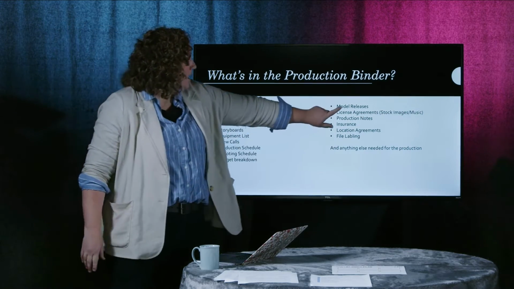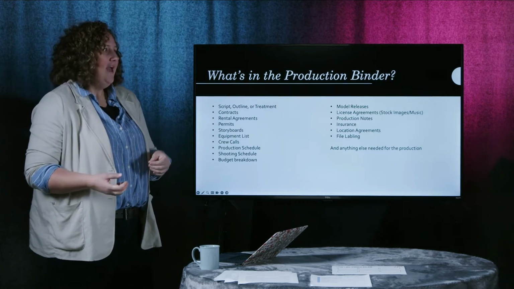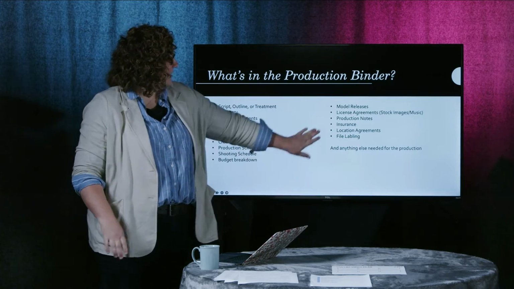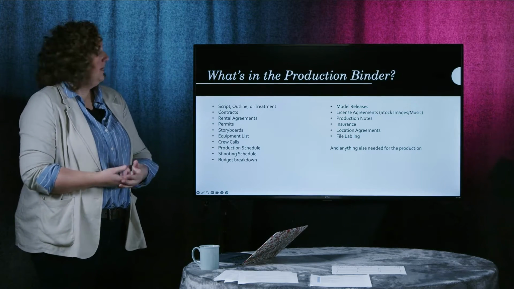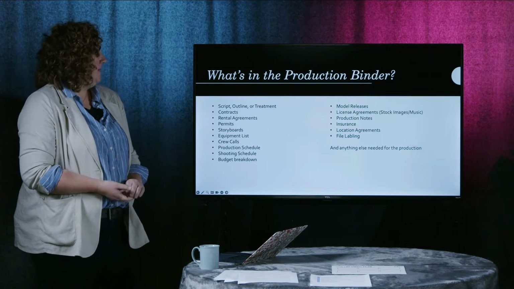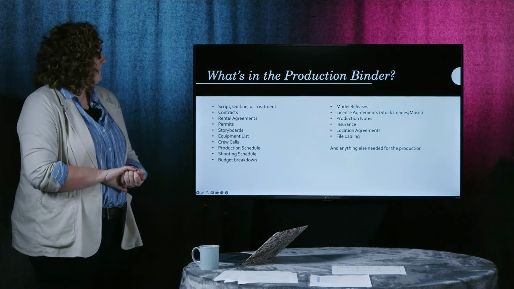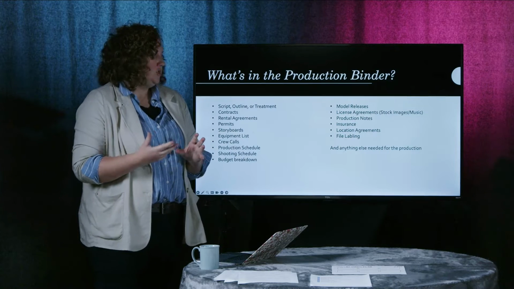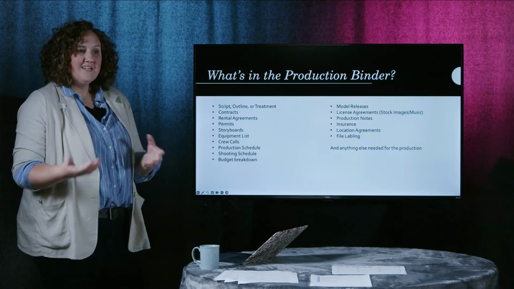Model releases, which is crucial because you don't want to get to the point where you're selling your project later and not be able to sell it because you didn't get those model releases. You're also going to have your license agreements, production notes, insurance if you need it, location agreements, and then also you're going to want to start labeling your files and have that inside of your binder also. Now again, your binder is adjustable, so you might be adding other stuff that's not on this list, and that's perfectly fine.